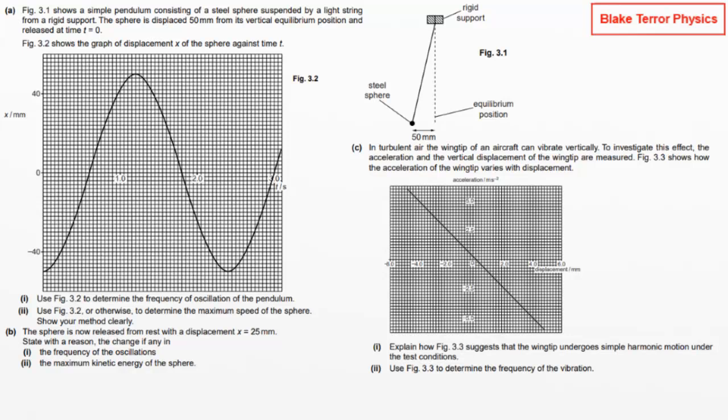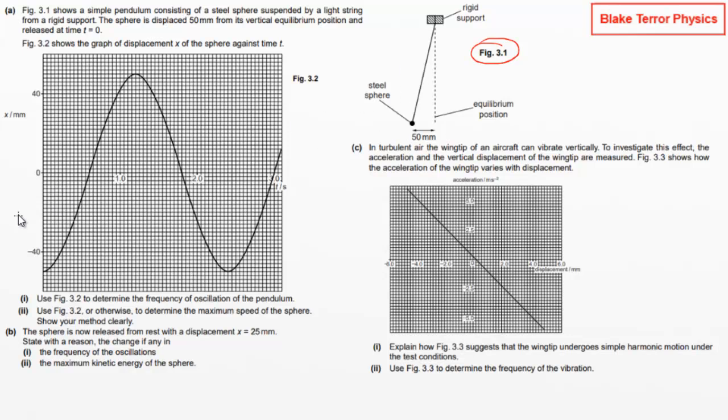Hello, here's another oscillations question. We've got a simple pendulum this time. So this is our figure over here with a simple pendulum, a sphere suspended from a light string from a rigid support, displaced 50 millimeters from its vertical equilibrium position and released at time t equals 0. So this is the graph that we've got here.